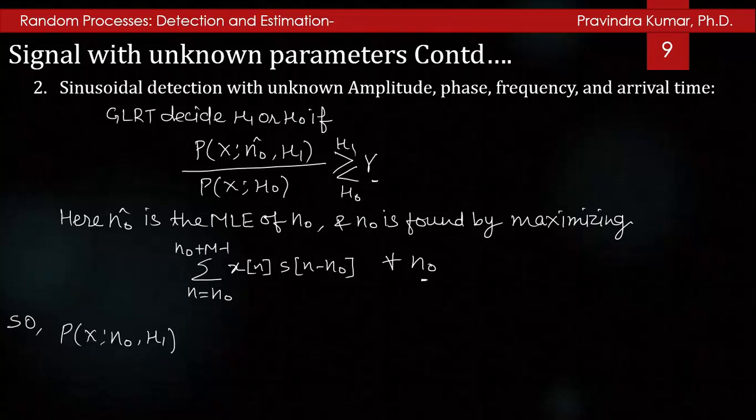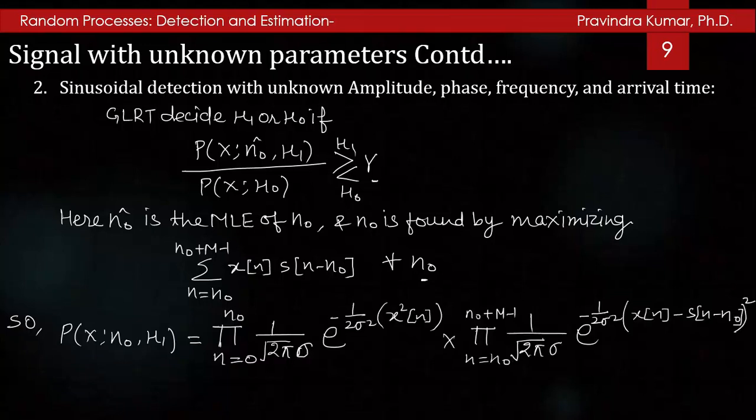So the PDF under hypothesis H1 will be the product for n=0 to n0 minus 1 of 1 over root 2 pi sigma square, e to the power minus 1 by 2 sigma square x square n, times the product for n = n0 to n0 + M minus 1 of 1 over root 2 pi sigma square, e to the power minus 1 by 2 sigma square (x[n] - s[n - n0]) whole square, times the product for n = n0 + M to N minus 1 of 1 over root 2 pi sigma square, e to the power minus 1 by 2 sigma square x square n.